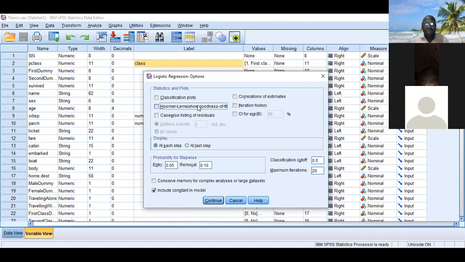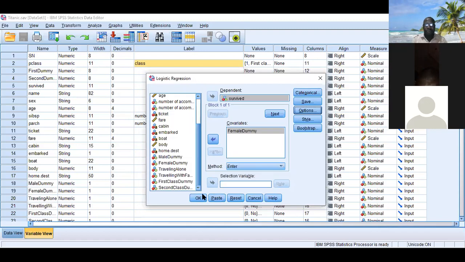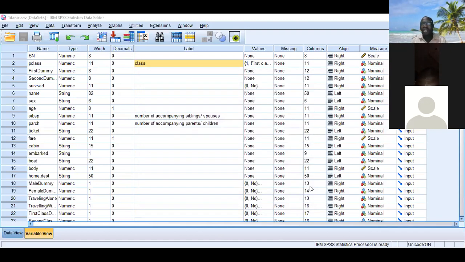Okay, I'm going to put the Lemeshow measure. Let's also put the confidence interval of the odds ratio. Let me share the output.